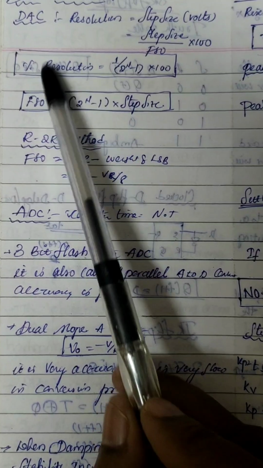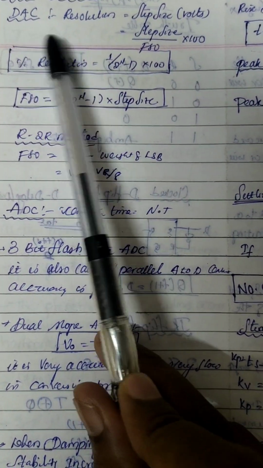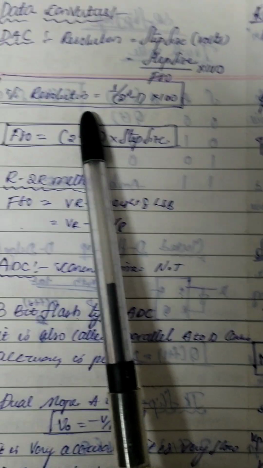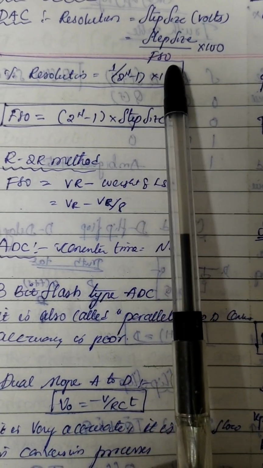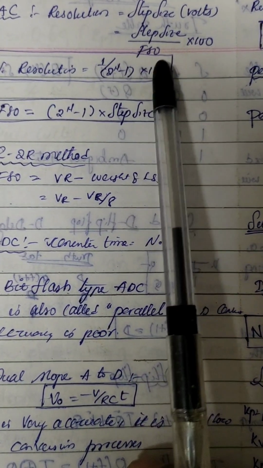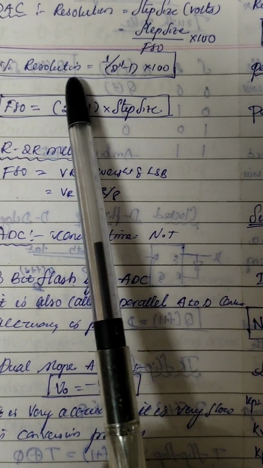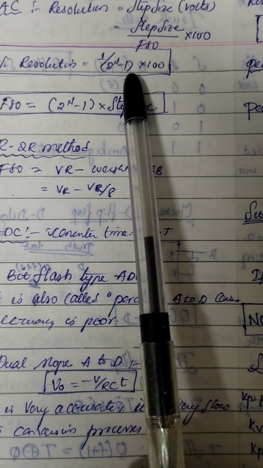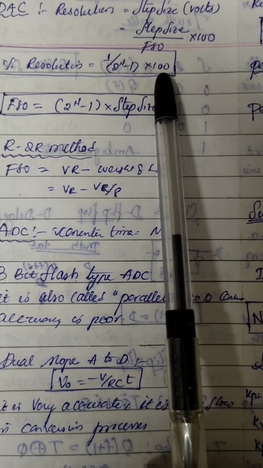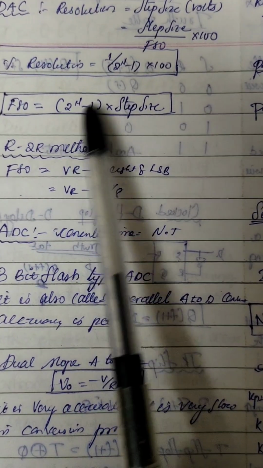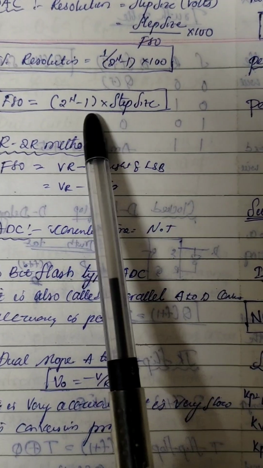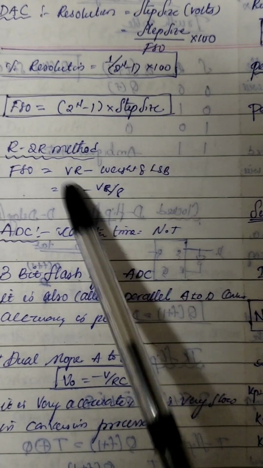Let's go for the topic data converters, digital to analog converter. Here it is digital to analog converter. The resolution formula is equal to step size by FSO into 100. The percentage of resolution is equal to 1 by 2^n minus 1 into 100, where FSO is equal to 2 power of n minus 1 into step size.